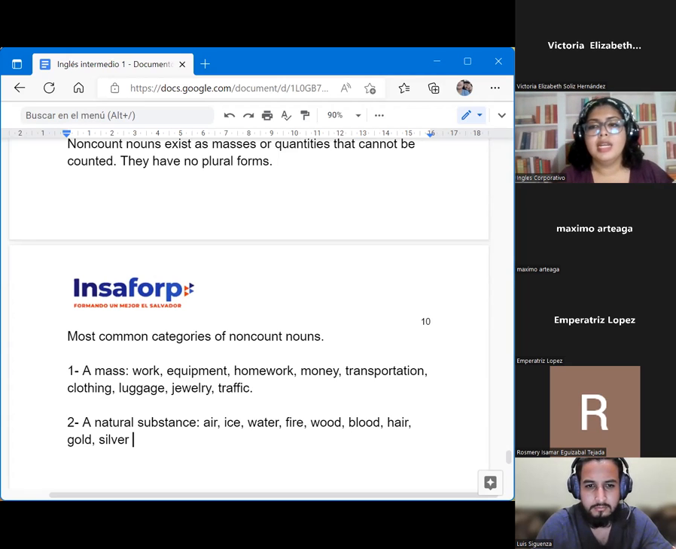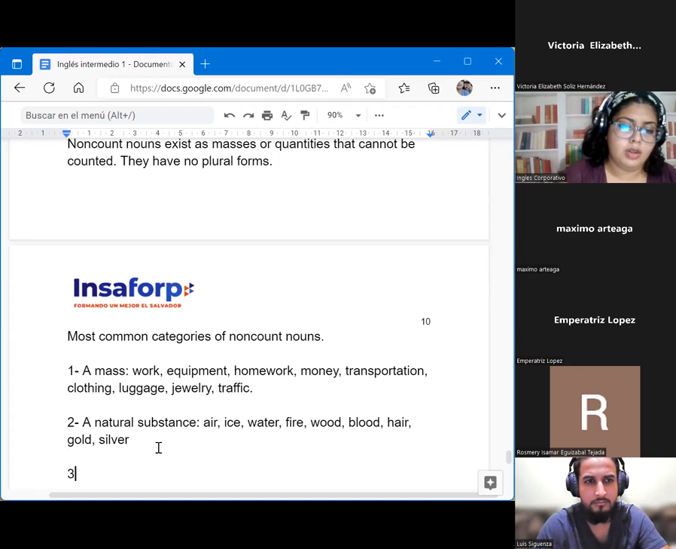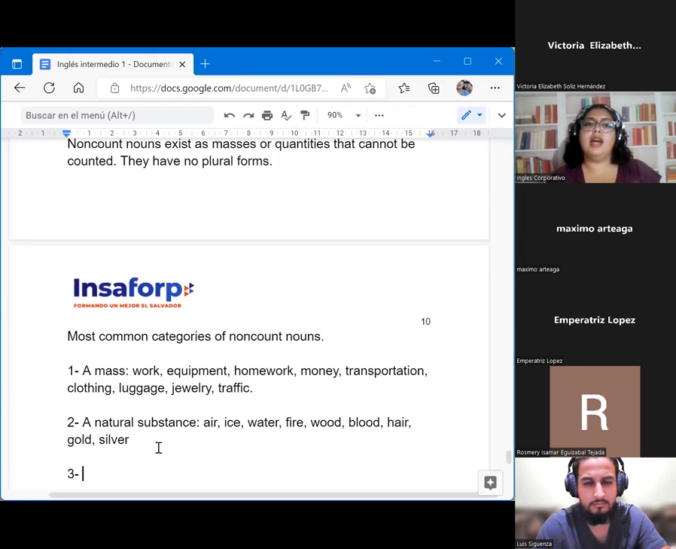We cannot count that kind of thing. And also, I'm just saying, they have another way to take their measurement or to know how many or how much we have of something.